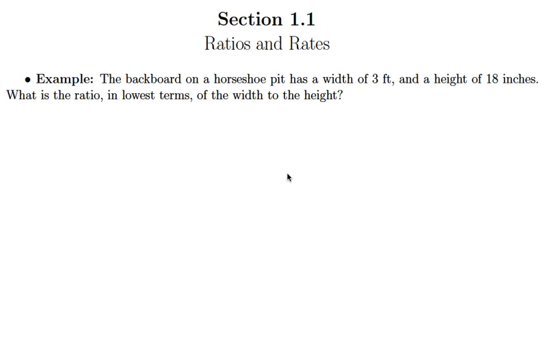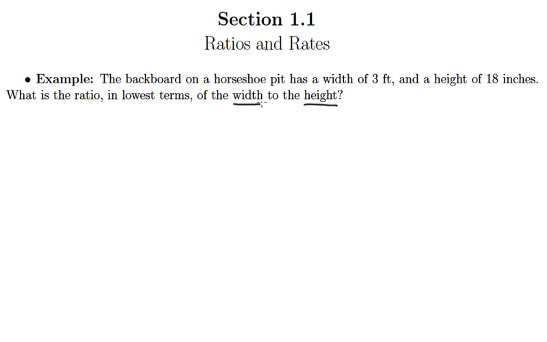In this video, we're going to do one more example involving a ratio. This one says the backboard on a horseshoe pit has a width of 3 feet and a height of 18 inches. What is the ratio in lowest terms of the width to the height? So this time we can see the order they want us to put this in by the order of the words.